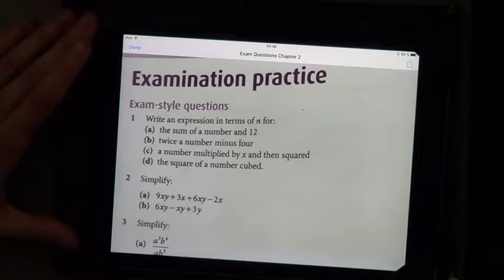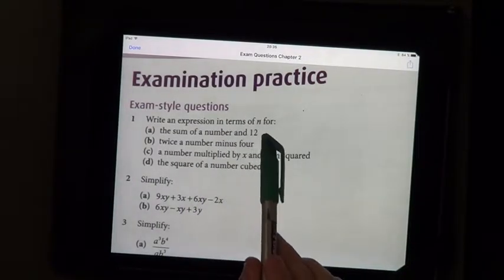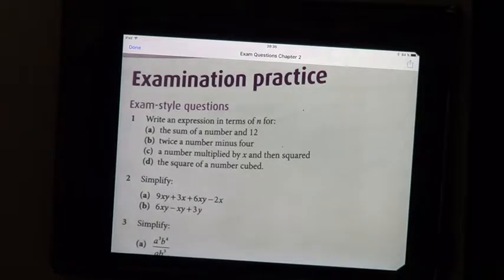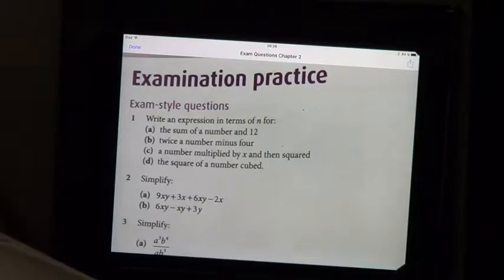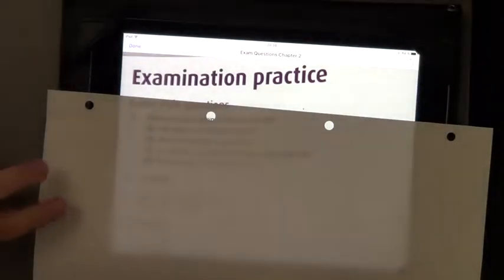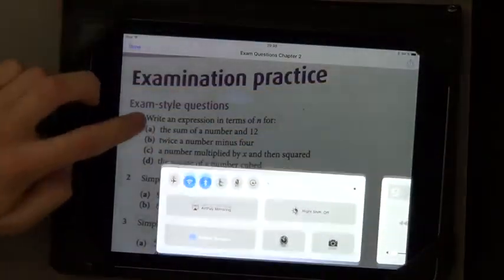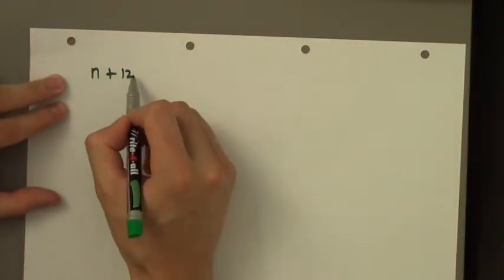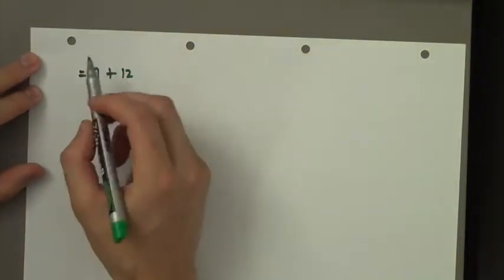Okay, so first question says, write an expression in terms of n. For part A, the sum of a number and 12. So what it's asking us is to write an expression to give us the sum of a number, which we're going to use n, and then 12. So the answer for this one is going to be n plus 12, and that will give us the sum. Right, so that's part A.